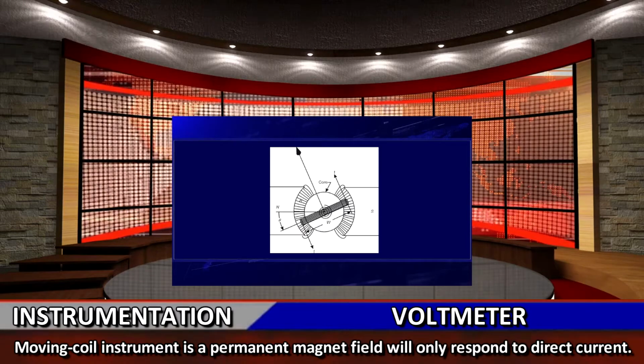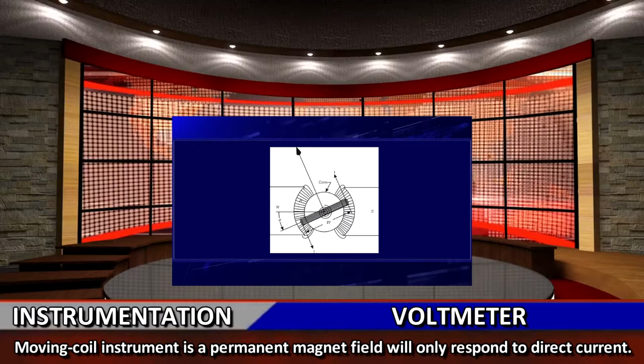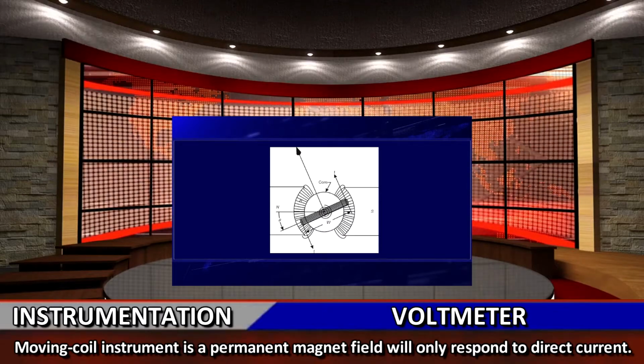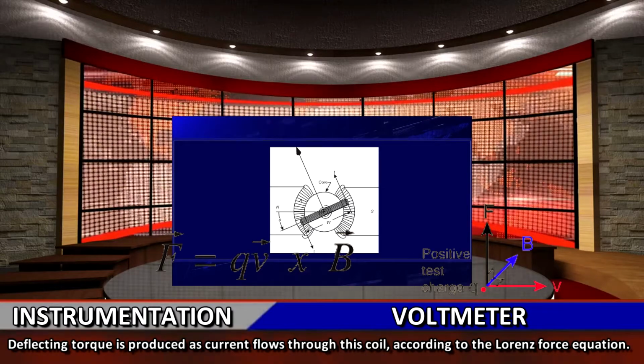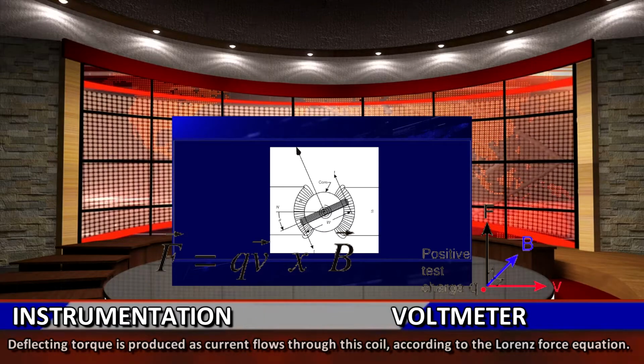So, moving coil instruments. This is a permanent magnet field that will only respond to direct current. Moving coil instruments are made up of a permanent magnet that generates a magnetic field in a coil wound on a soft iron component that revolves around its own vertical axis. Deflecting torque is produced as current flows through this coil. According to the Lorentz force equation, this torque is proportional to the voltage across the circuit in question.